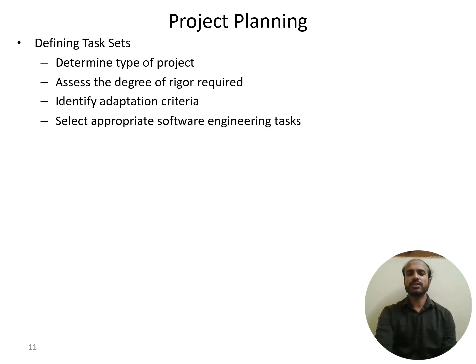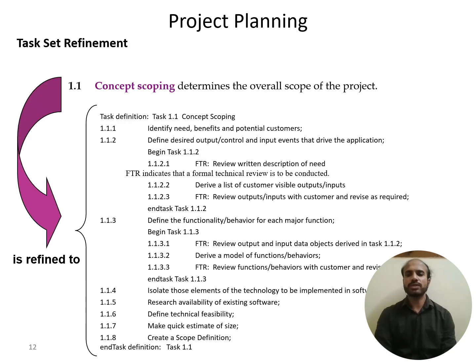So defining a task set is to determine the type of project, assess the degree of rigor required, identify the adaptation criteria, and select the appropriate software engineering task. So you can see the task set refinement. So you can see a particular task that's being listed out, that is concept scoping. This is the overall scope of the project.